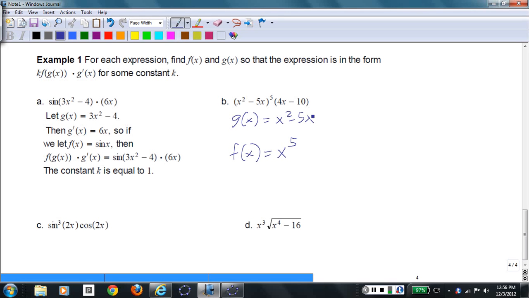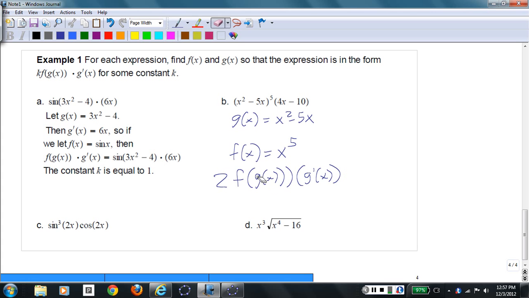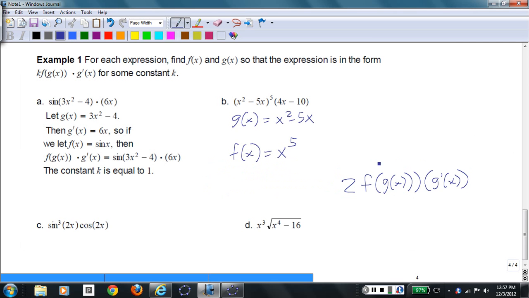We can take the 4x minus 10 and write the expression 2 times f of g of x times g prime of x. Now, where in the world did that come from? Hang on, I'm thinking it, but I need to show where it came from. Because what we have is f of g of x. This is x squared minus 5x to the 5th power. And then here's a 2, and here's a 2x minus 5.